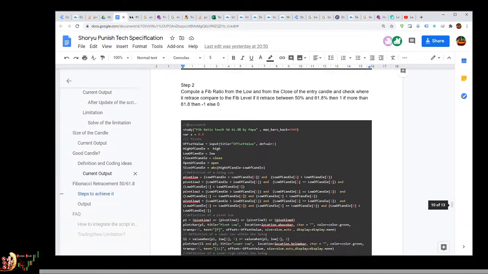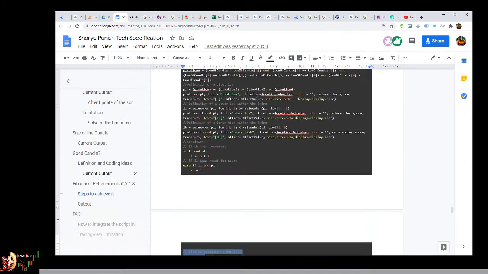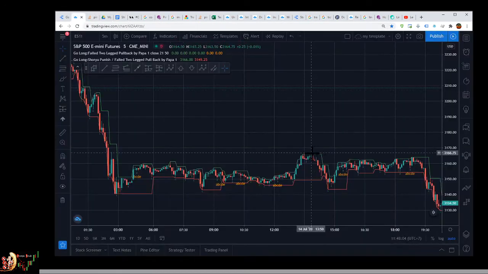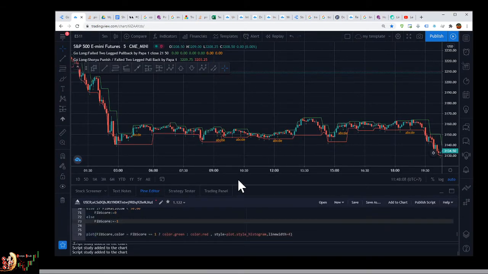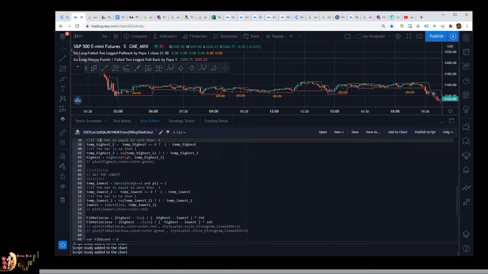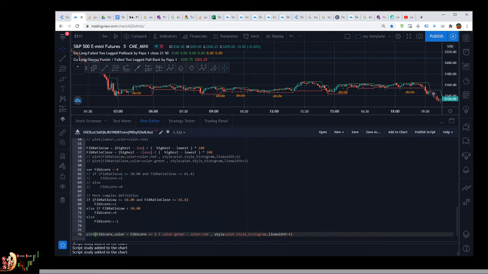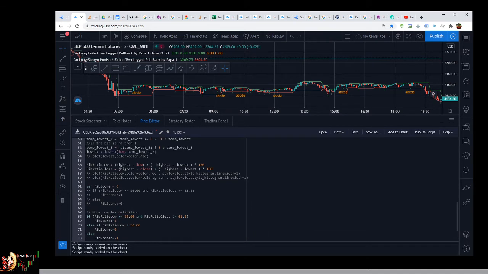So what I will do is that I will compute the ratio for each of the candle, okay? So maybe let me show you. So this is the Fibonacci code. I'm first going to show you the ratio for each of the candle. Okay, so what I'm gonna do, I'm gonna comment this and I'm gonna uncomment this. Okay, so I'm gonna add it to the chart.